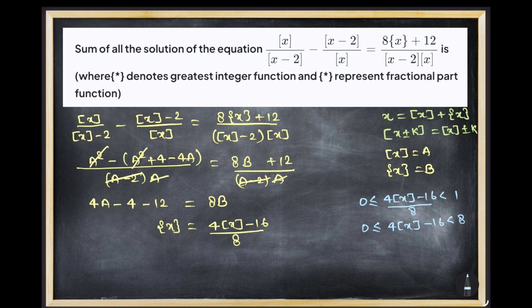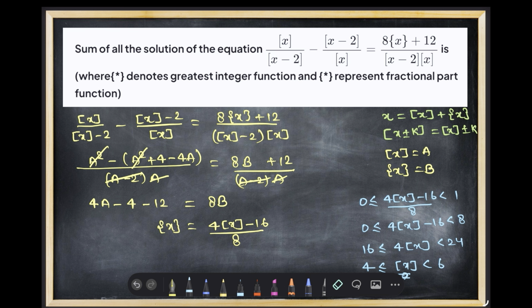Now I will add 16 to all sides: 16 less than or equal to 4[x], less than 24. Now I'll divide by 4. So 4 is less than or equal to the greatest integer x, which is less than 6. Now you know that it is an integer, so which integers will be valid? It is 4 and 5. Okay, so x will range from 4 to 6.